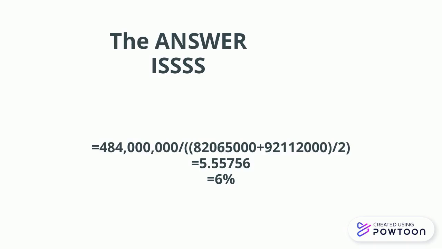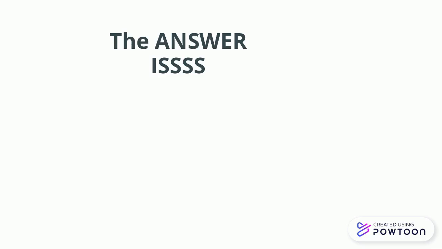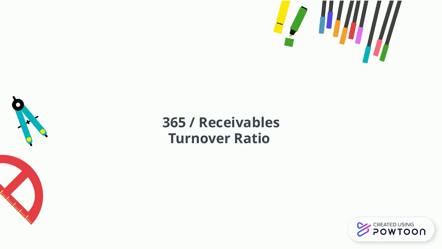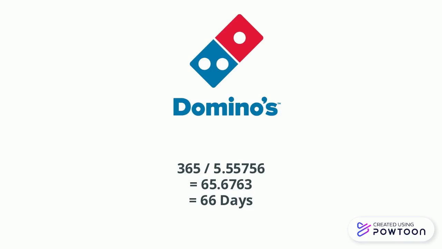However, the receivables turnover ratio is occasionally difficult to interpret, so it is often converted to the days in receivables ratio. The days in receivables ratio acknowledges in days how long it takes a company to collect its receivable. The formula for this is 365 divided by the receivables turnover ratio. Therefore, Domino's Pizza's days in receivables ratio is 65.68, which means it takes the company approximately 66 days between selling an item and collecting the receivable.